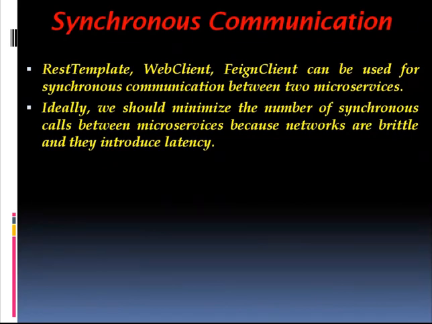Ideally, we should minimize the number of synchronous calls between microservices, because networks are brittle and they introduce latency. If there are a large number of synchronous calls, the network is brittle and introduces latency.